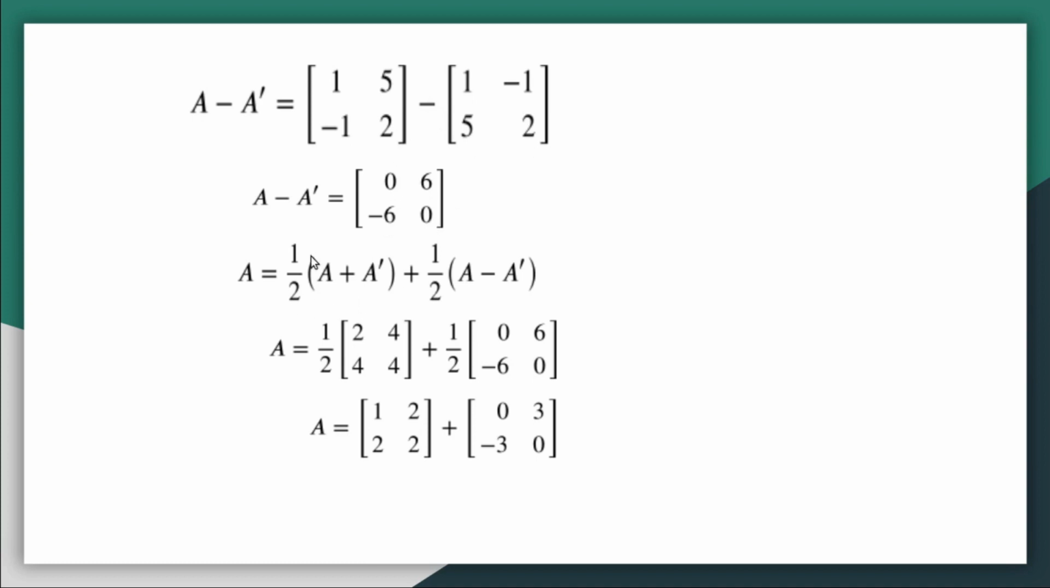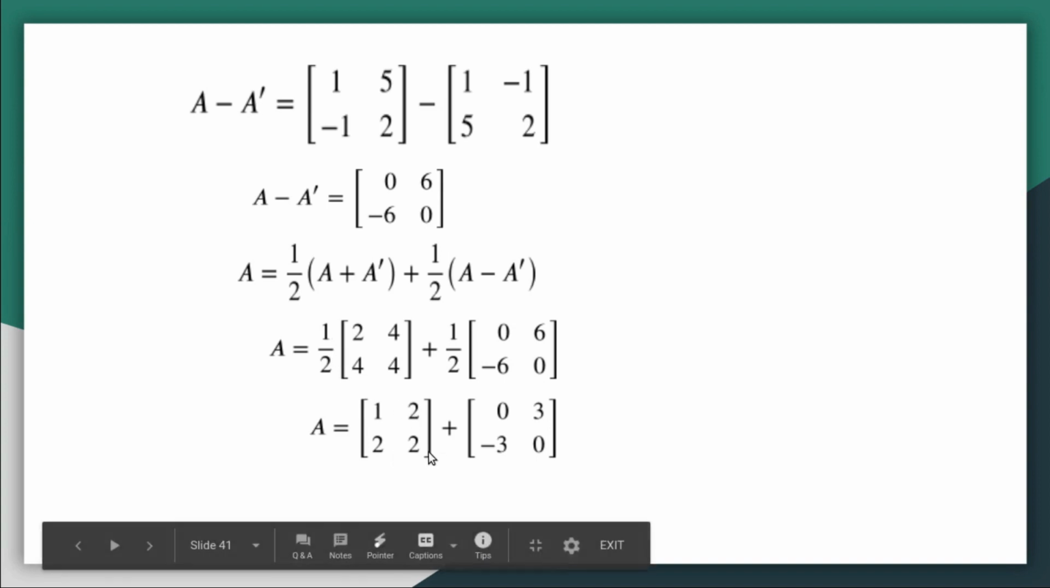Now write A as half into A plus A transpose plus half into A minus A transpose. So half into A plus A transpose, matrix 2, 4, 4, 4, plus half into matrix 0, 6, minus 6, 0. Now multiplying each element by half, we get 1, 2, 2, 2. Now half into this matrix, that is 0, 3, minus 3, 0. So A is the sum of a symmetric matrix and a skew symmetric matrix.